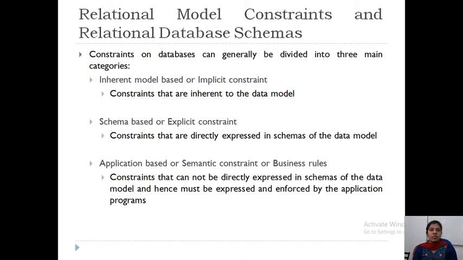Now the next one is schema based or explicit constraints. These are directly expressed in the schemas of the data model. That means when you are defining the database, or creating the database using data definition language statements, in those statements you can explicitly tell what the constraints are. So you are specifying them in the data definition language commands. Those are called schema based or explicit constraints.